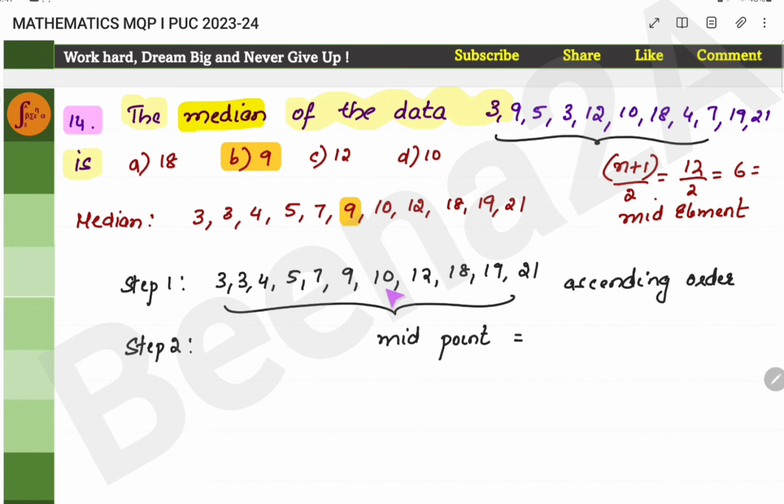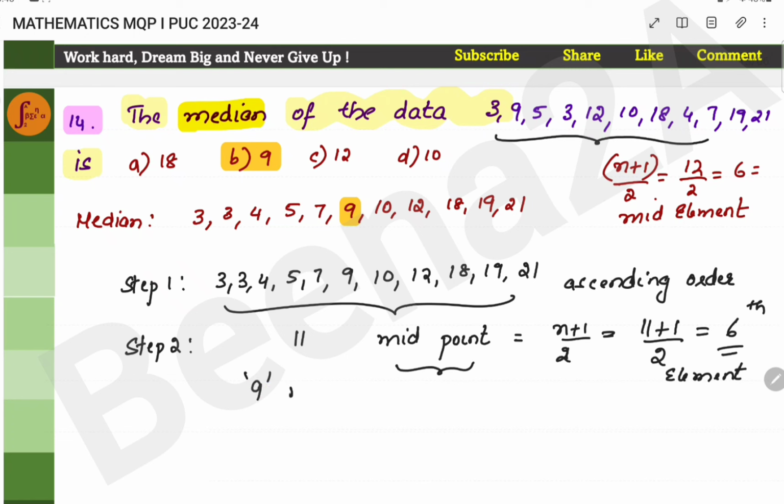Step 2 is to count the number of numbers. You have 11 numbers here. And then you have to find the midpoint. How do you find the midpoint? n plus 1 by 2, right? What is n? n is 11, the number of numbers here. So 11 plus 1 by 2 is 6. So the sixth number is your median. 1, 2, 3, 4, 5, 6. The sixth number is 9. So 9 is your median. So option B.